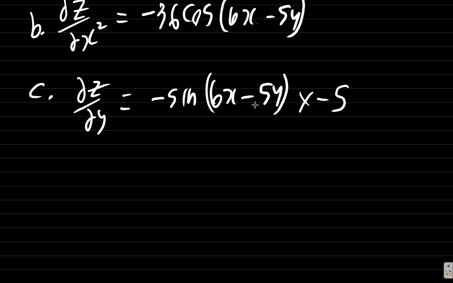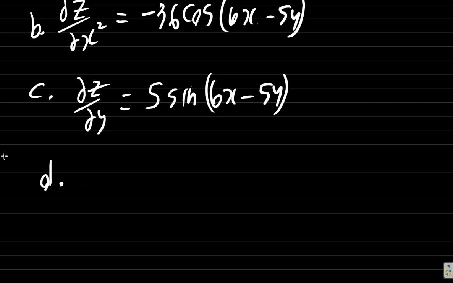Now, let's simplify this. It's going to be a negative 5, which will turn out to be a positive. It's like the negatives cancel out. Times 5 sine 6x minus 5y. See that?